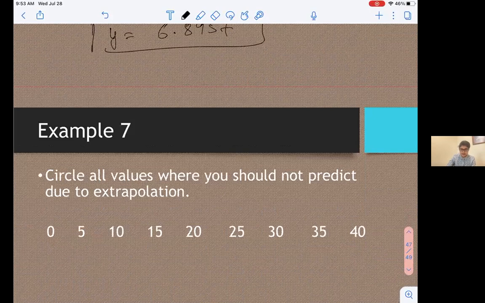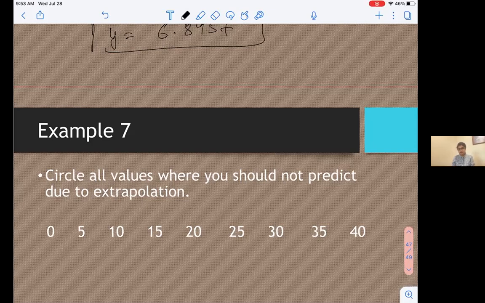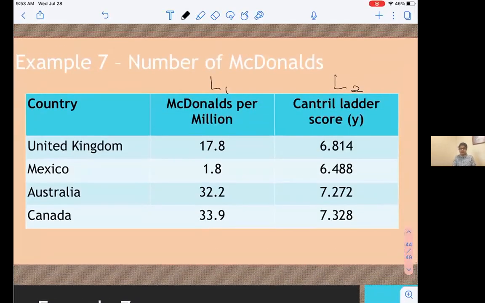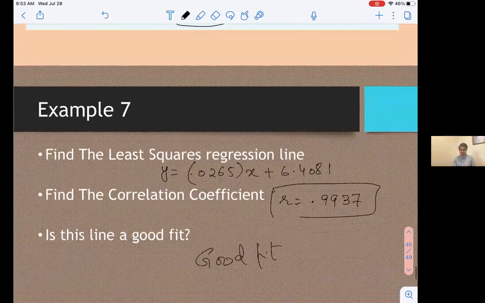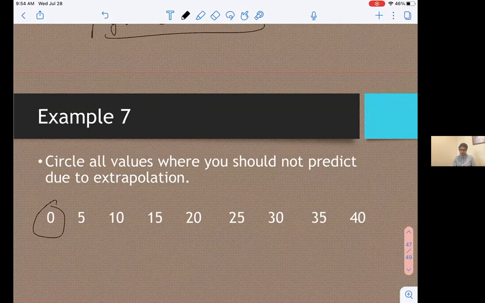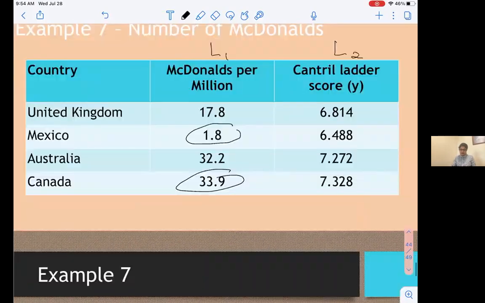Again, from the following data in example 7, you have to circle all the extrapolated values, which are outside the range of values of x. In this example, the least value is 1.8 and the maximum value is 33.9. So any value less than 1.8 or greater than 33.9 is an extrapolated value. So this one, this one, and this one. This is my extrapolated value, 33.9.